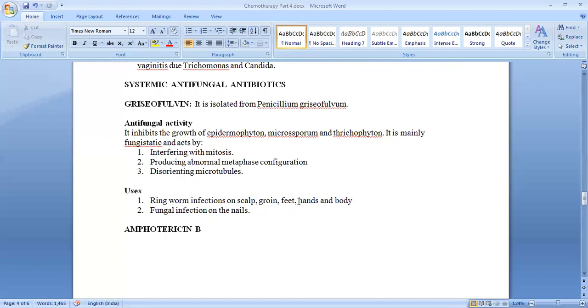So scalp, groin, feet, hands, and rest of the body also we can use. But that's what it is going to be given orally. It is not applied locally. Although the infection is on the scalp, on the feet, in the groin and all that, you have to take this antifungal antibiotic orally to have the action on that organism wherever it may be. And if somebody develops fungal infection of the nails, then also we can give griseofulvin.